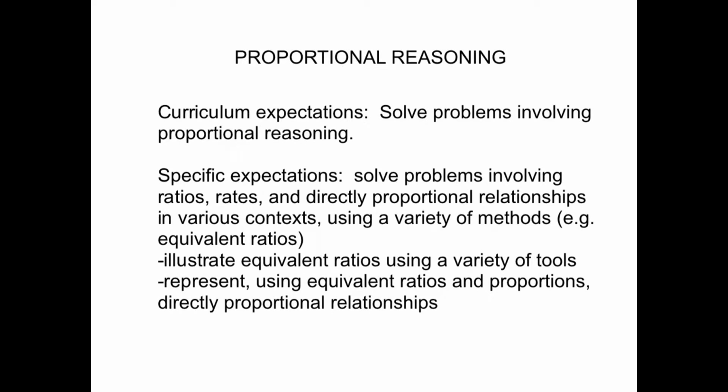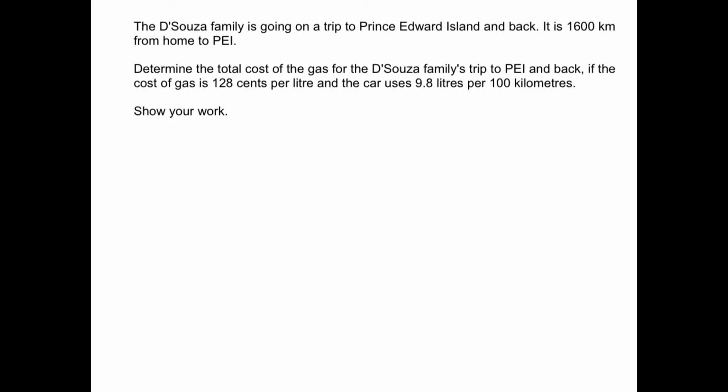Today we're going to be looking at problems that involve proportional reasoning. We're going to illustrate this problem using a table of values. So let's begin by looking at the question. The D'Souza family is going on a trip to Prince Edward Island and back.